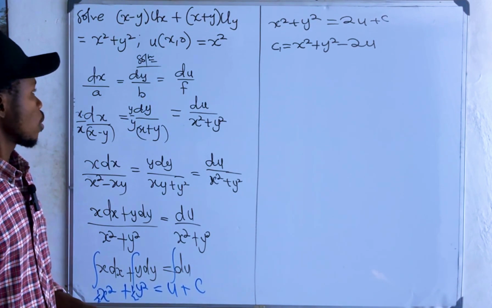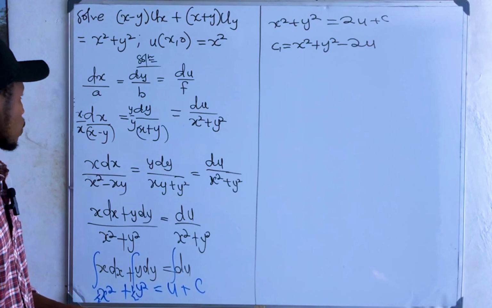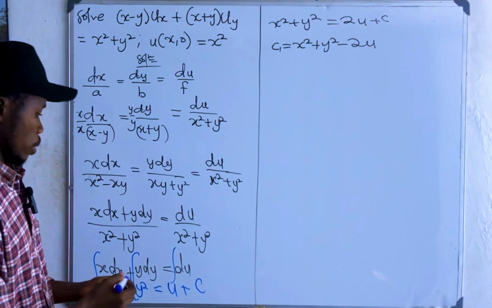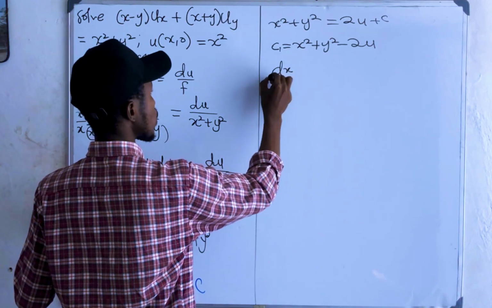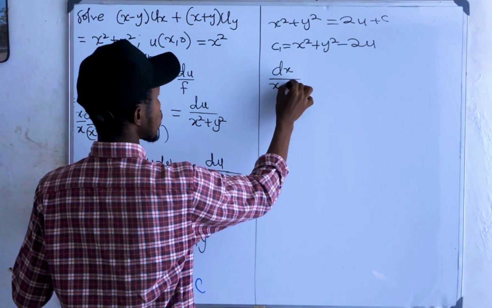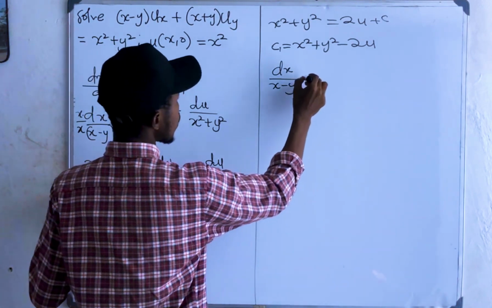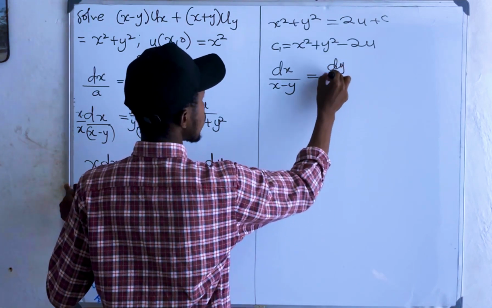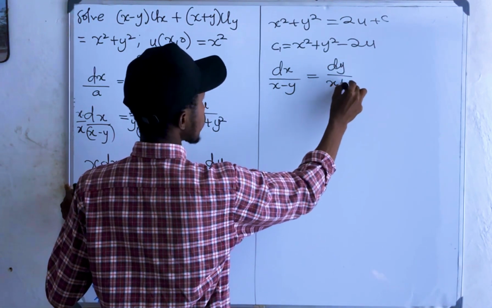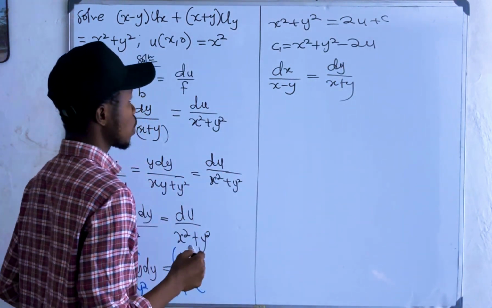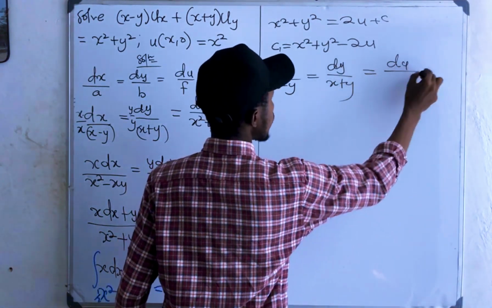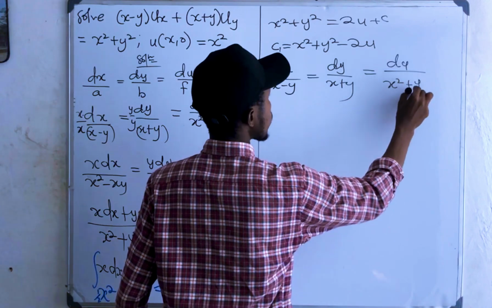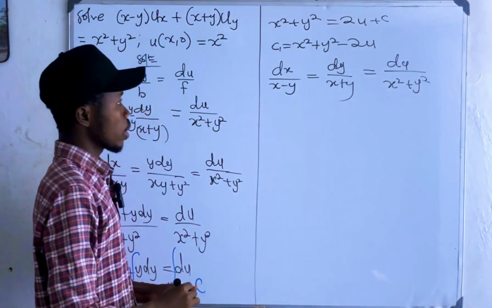Now for you to get the other one, here I have my dx over x minus y, and dy over x plus y, and this was equal to du, which was over x squared plus y squared.